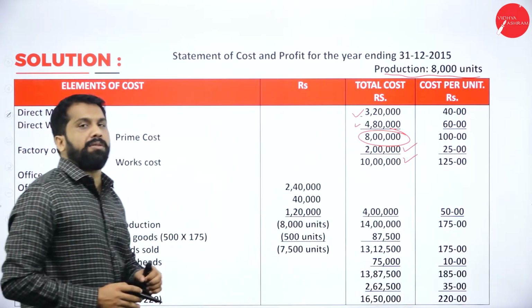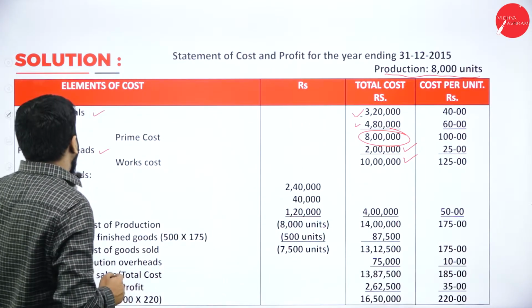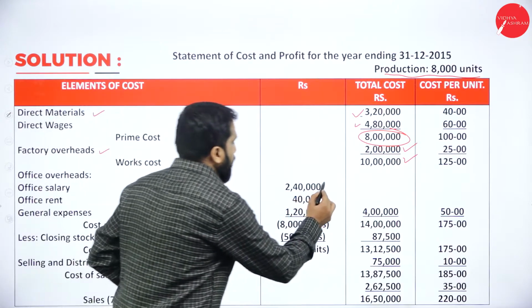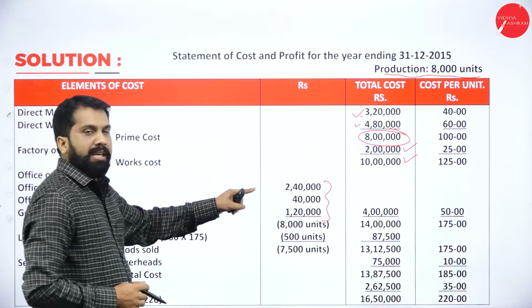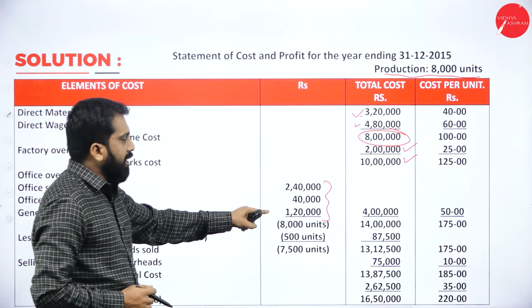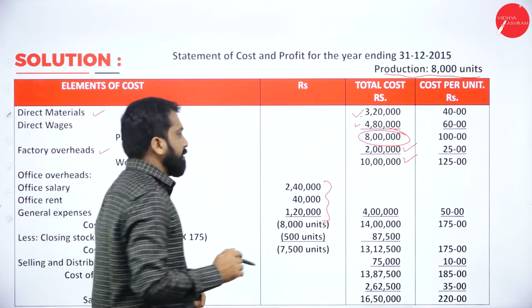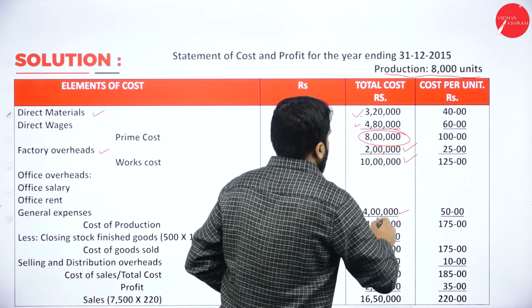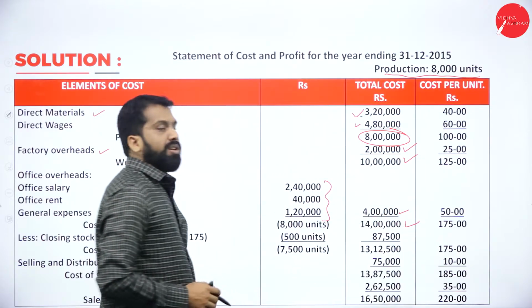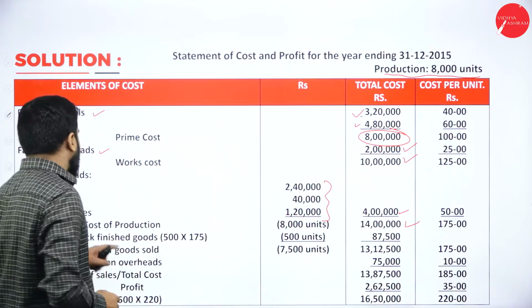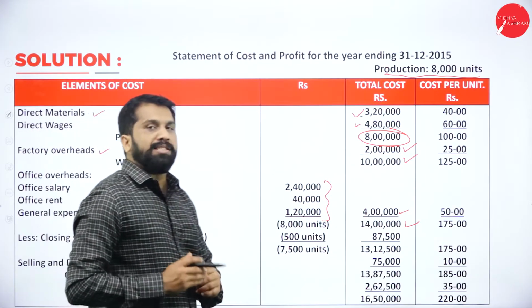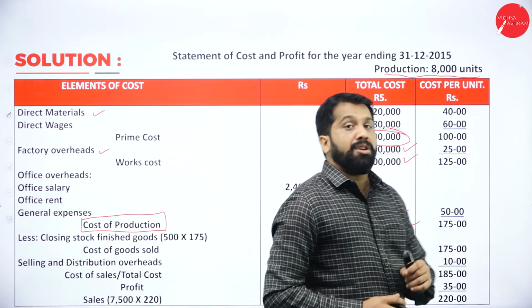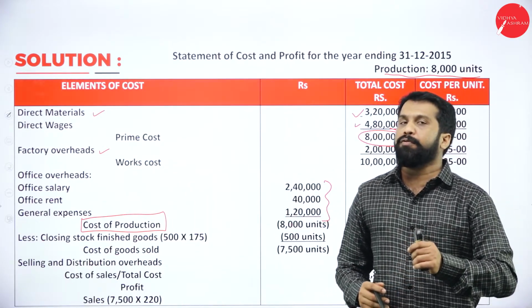Up to this, any doubt? No doubt. Now, office and administration overhead, add everything. 2 lakh 40 plus 40,000, it will be 2 lakh 80, plus 1 lakh 20, it will be 4 lakh. So, if you add 4 lakh, you will get how much? 14 lakh. What is this 14 lakh? Cost of production. Once you're done with cost of production, you have to do calculation for finished goods.